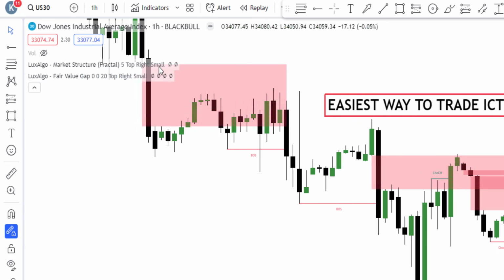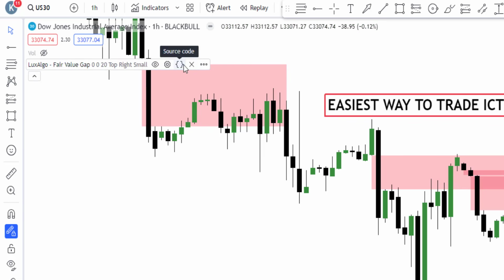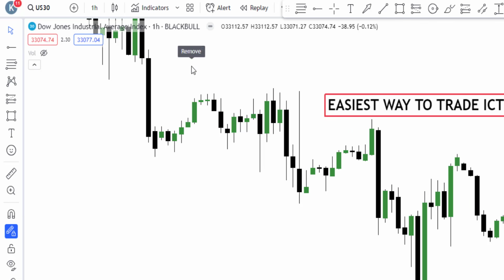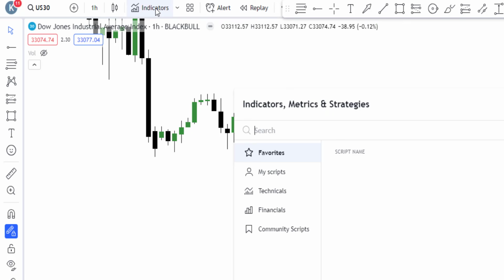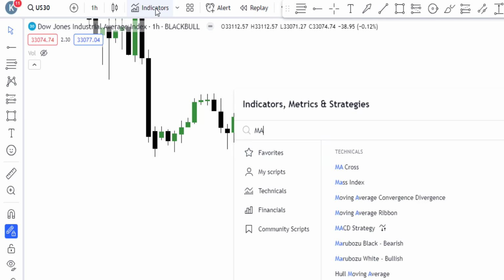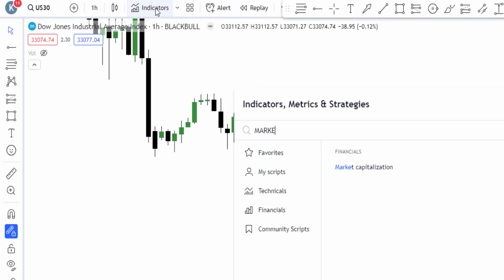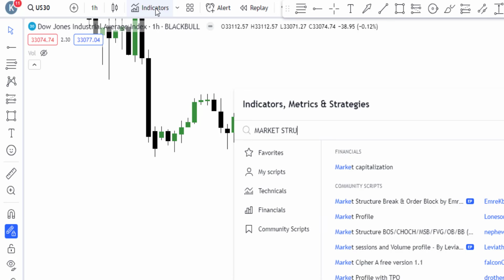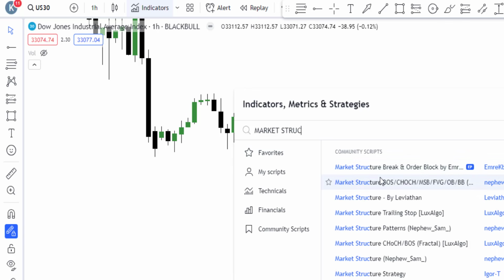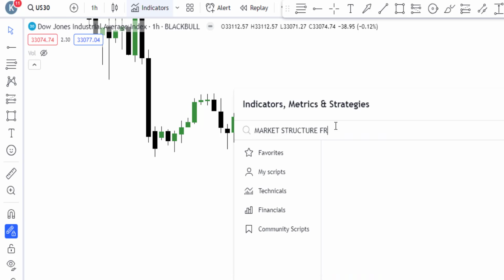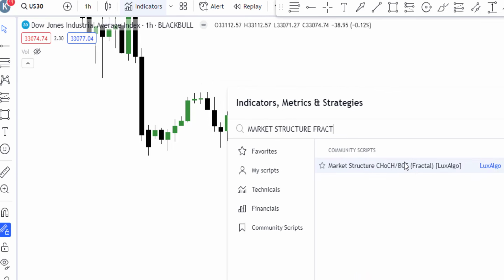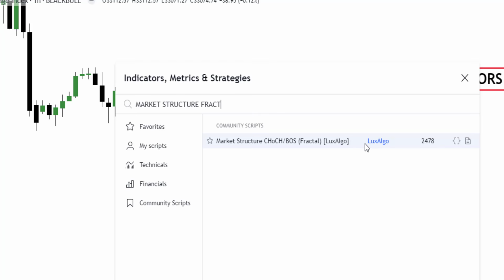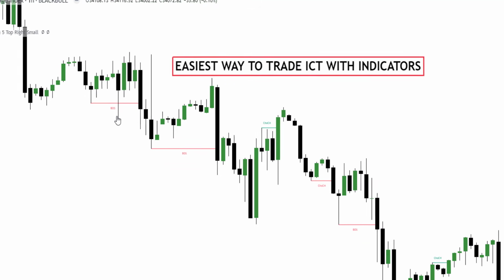Let me take them out completely so I can get them back on my chart so you can see everything in detail. So coming to indicators right here, let me search for market structure. Fractal market structure. Let me just get it completely. Fractal. Don't forget, please follow everything. It is by Lux Algo. Click on it, and then you're going to get it plotted like this.